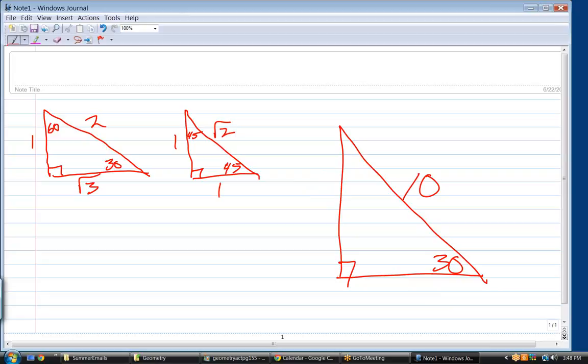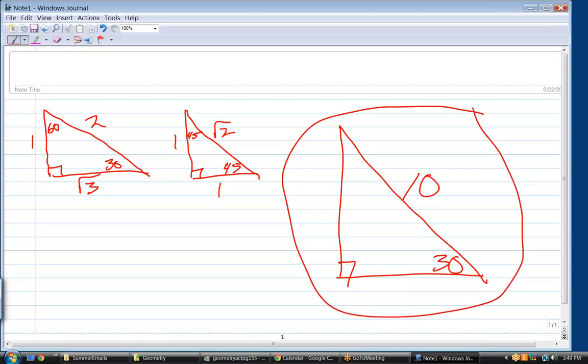Remember, the first thing you need to do is come up with the similarity ratio. So, what's the similarity ratio between this large triangle and the appropriate one over here? How much bigger is this triangle than this one? Divide by 5. It's 5 times bigger, right?